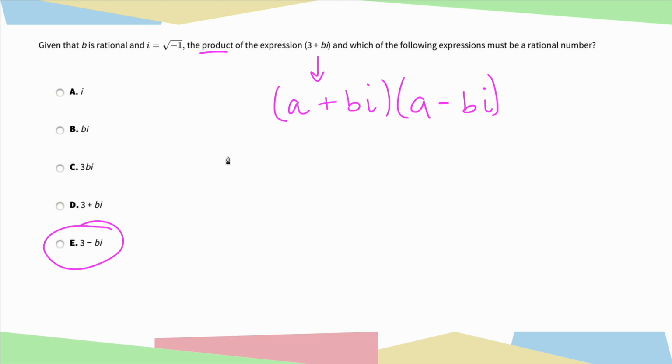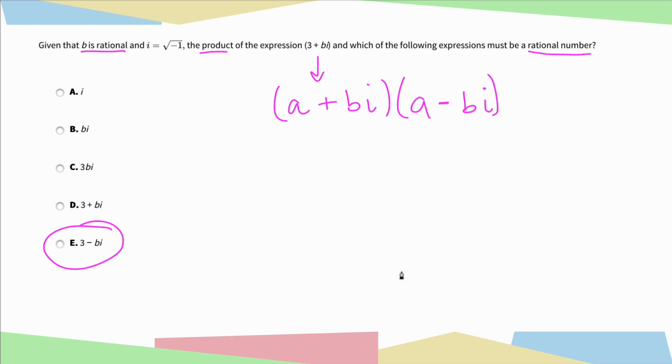However, now let's talk a little bit more about why that is the correct answer. Remember, why does this concept matter? Why do we multiply by the conjugate? The point is that after we FOIL it out, we get a real number. So in this case, since we know that b is rational, after we FOIL this out, we know that we're going to get a rational number.